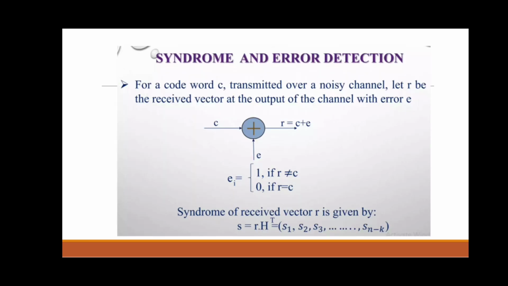Then for detection, we use syndrome decoding, and syndrome is basically the received code vector that we receive at the receiver multiplied by H. We find the syndrome by multiplying the received code vector with the transpose of the parity check matrix: S is equal to R into H transpose. Suppose we are sending a code word C, and from the channel it gets corrupted by some error. Then at the receiver we will get R is equal to C XOR E.